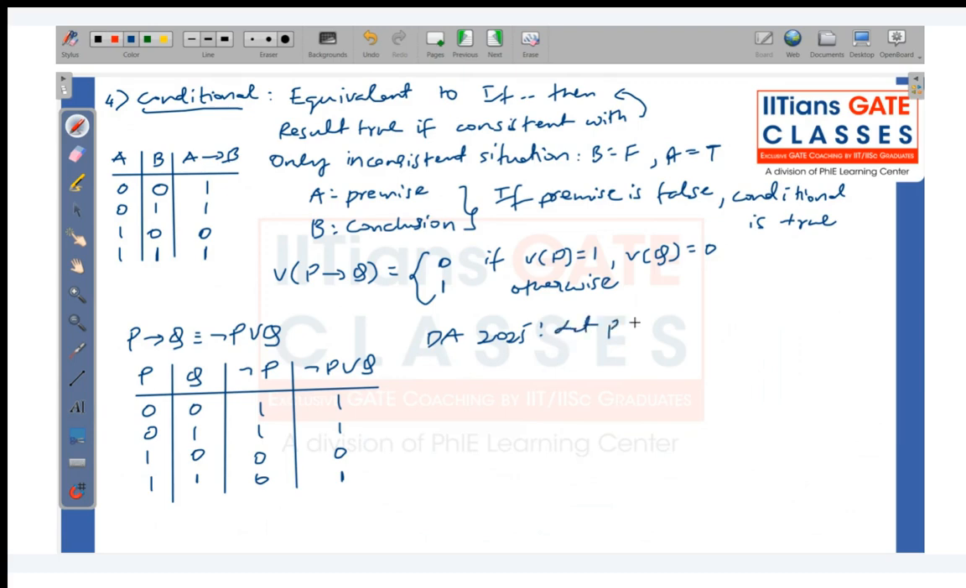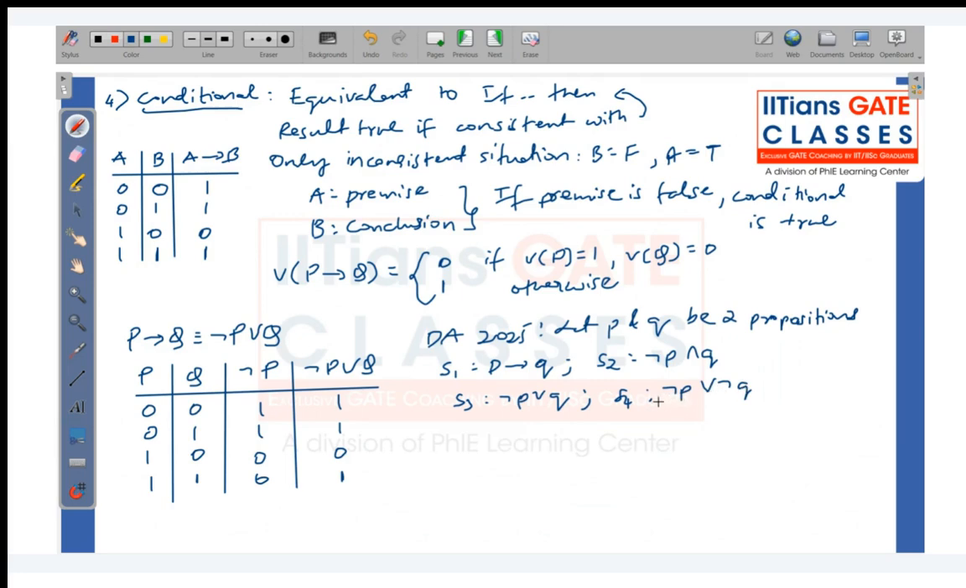Let P and Q be two propositions. So consider these statements. S1 says P implies Q. S2 says negation of P and Q. S3 says negation of P or Q. And S4, negation of P or negation of Q. Okay. So which one is correct? It's an MCQ.